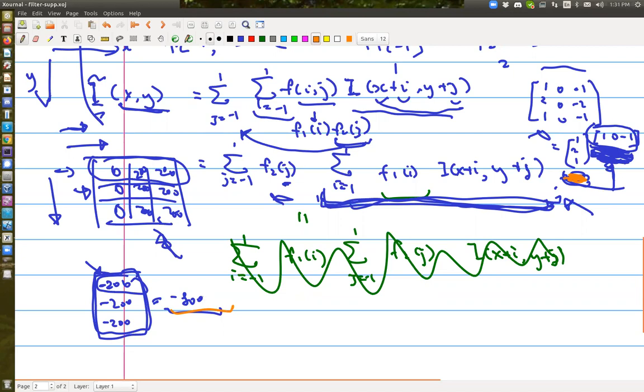So I mean detect in the sense that when I have this vertical edge here, and I apply this filter on this vertical edge, I will get a non-zero value.